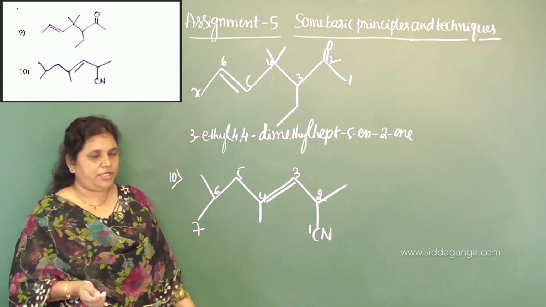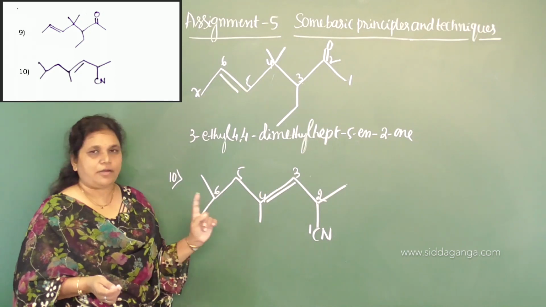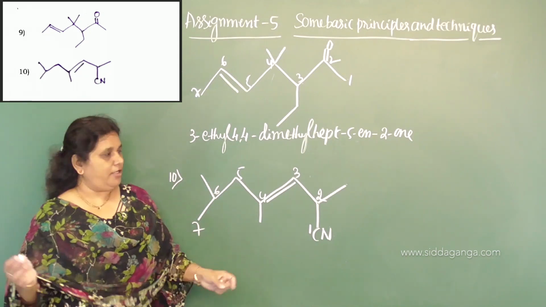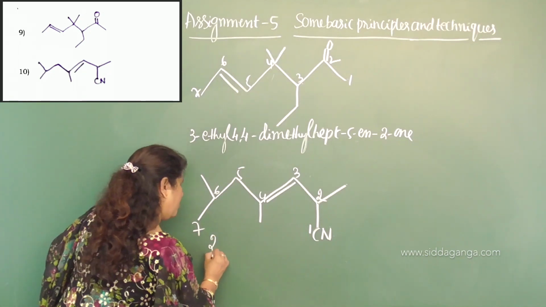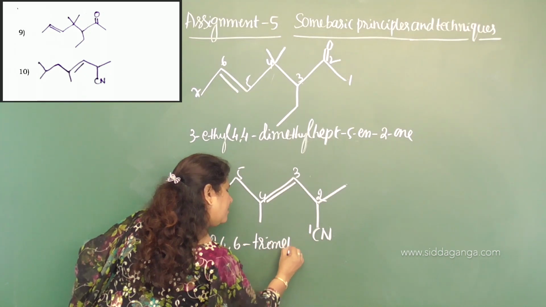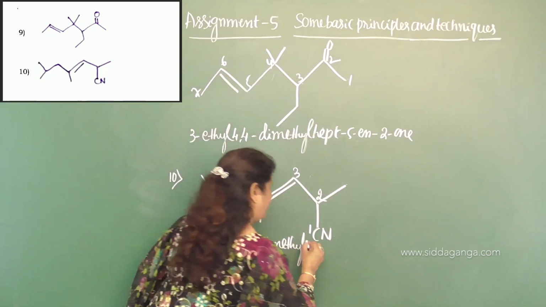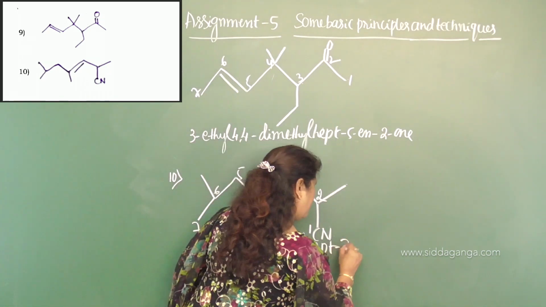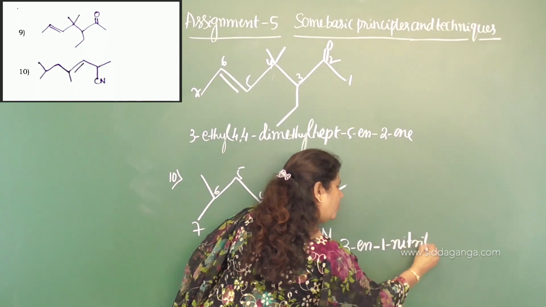So, you will get 7 carbon atoms again in the parent chain. And where are the substituent groups? On the second carbon 1 methyl, on the fourth carbon 1 methyl and on the sixth carbon 1 methyl. There are 3 methyl groups. Therefore, what is the IUPAC name? Let me write here 2, 4, 6 trimethyl. 2,4,6-trimethyl hept. What is the position of the double bond? 3-ene, 1 nitrile.